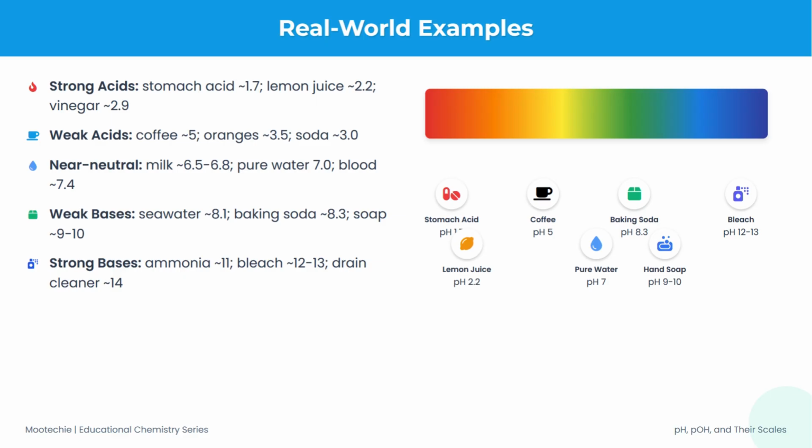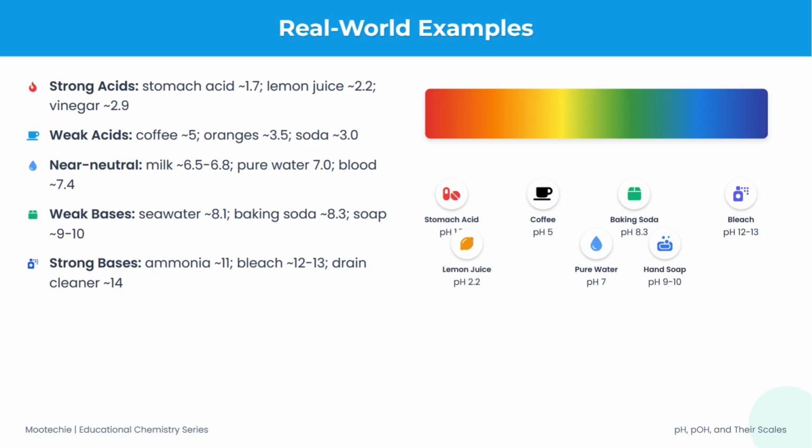Near neutral substances include milk, which is between 6.5 and 6.8, pure water at exactly 7, and our blood, which is slightly basic at about 7.4. Weak bases are seawater around 8.1, baking soda at 8.3, and hand soap between 9 and 10. And strong bases include ammonia around pH 11, bleach between 12 and 13, and drain cleaner can be as high as pH 14.